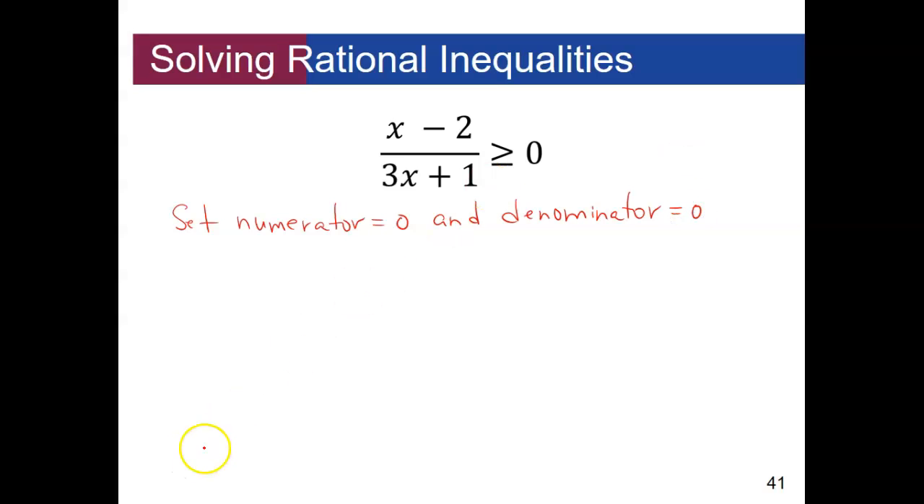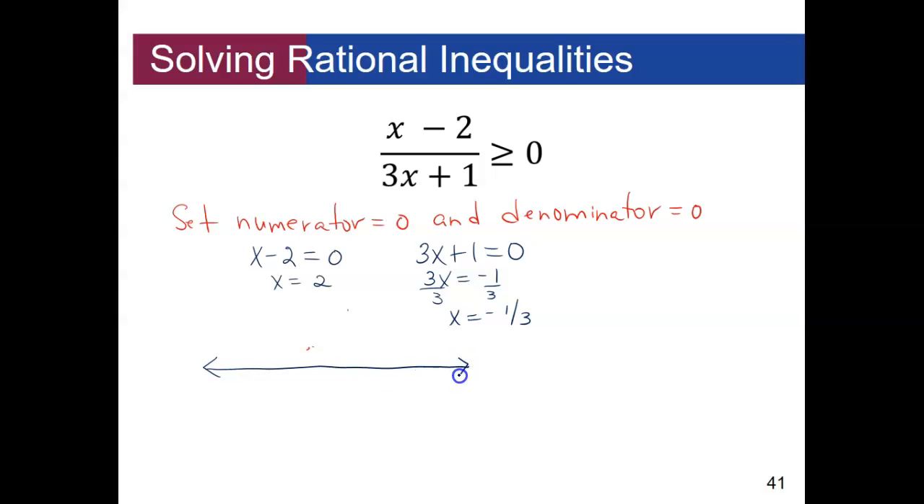equal to 0. Okay, so we're going to set x minus 2 equal to 0, and we're going to set 3x plus 1 equal to 0. So we're going to get x equals 2 and x equals negative 1/3. Okay, so these are our cut points here. So we'll have negative 1/3 and we'll have 2.